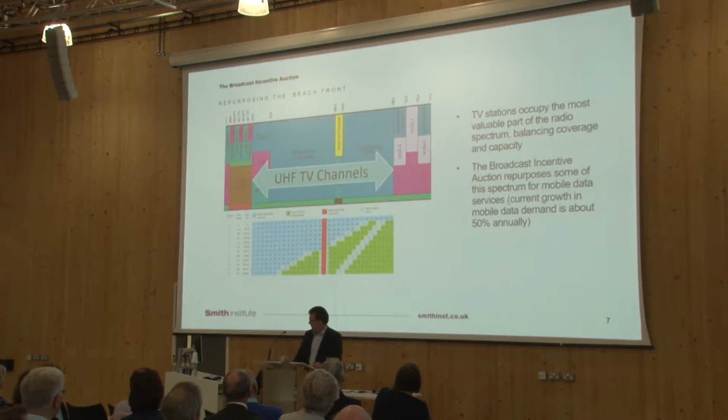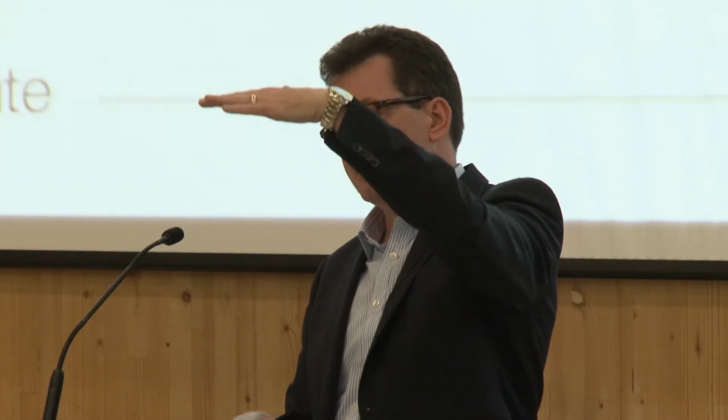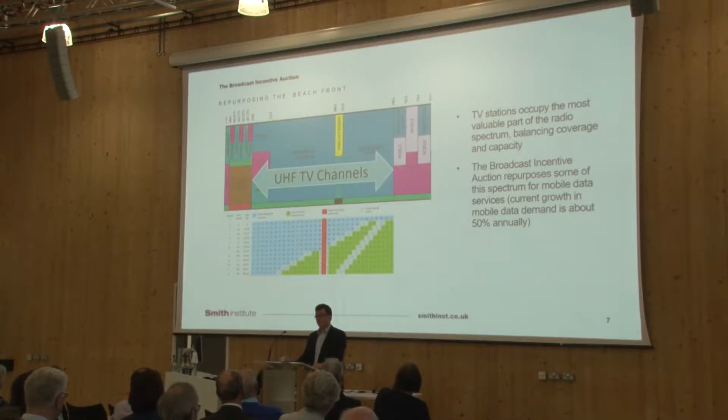Let me take a closer look at these TV channels. So this is the part of the spectrum which was towards the bottom of the diagram that I showed earlier. It's what's called UHF television channels. UHF stands for ultra high frequency. There's also a band at slightly lower frequencies than that called the VHF band. That stands for very high frequency.